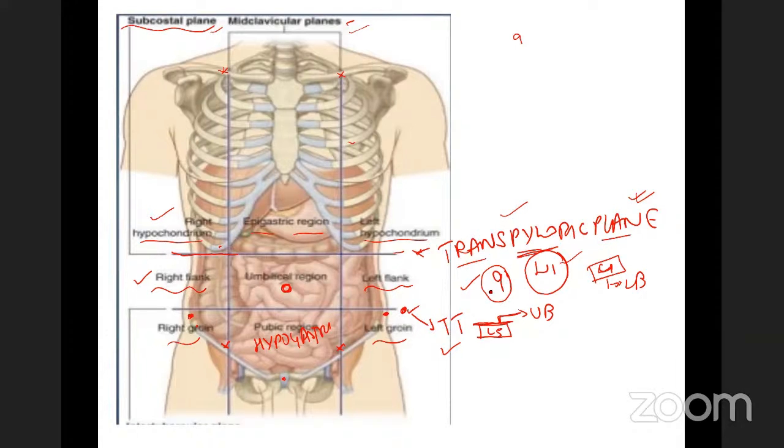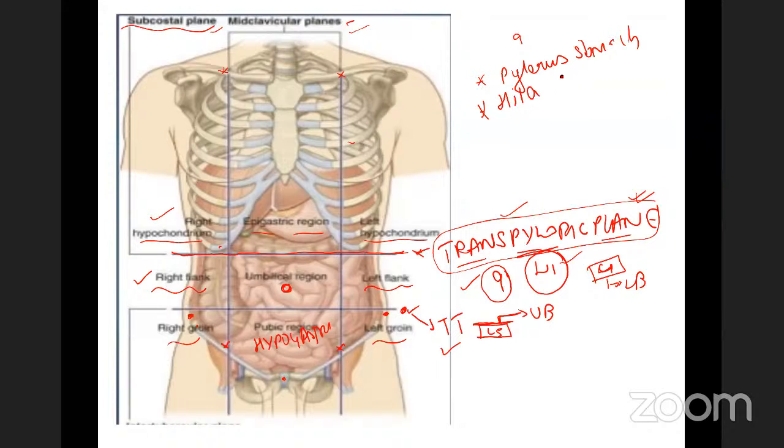The other MCQ question they will ask is, what are the structures present in this transpyloric plane? So in this transpyloric plane, what are the structures you encounter? This is the MCQ question, for which the answer will be in this region. You will have the pylorus of the stomach. Then you will have the hila of both the kidneys.